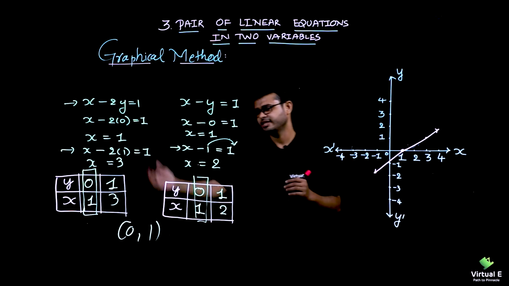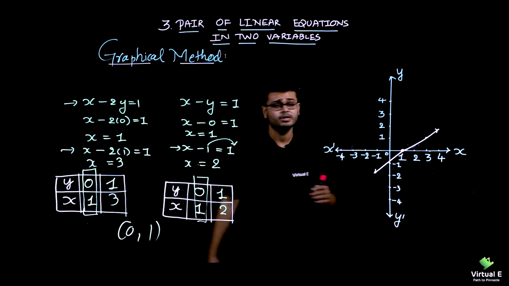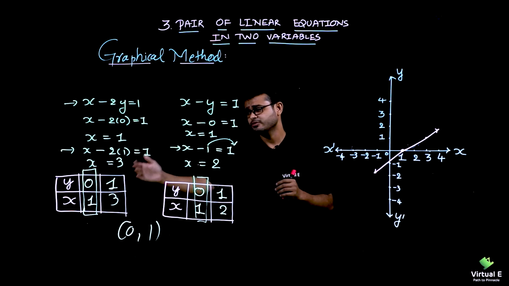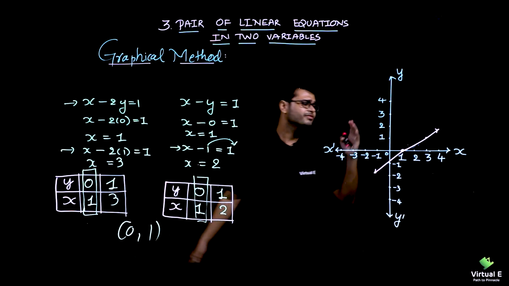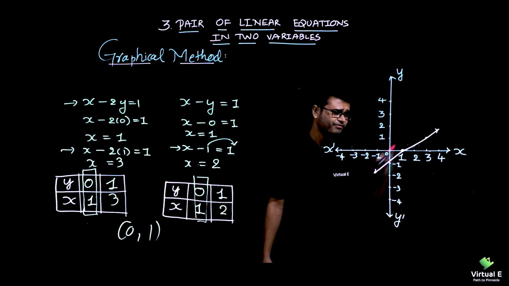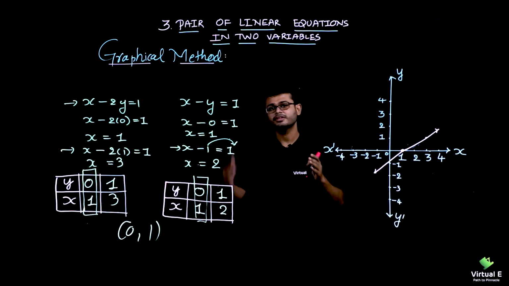I have represented each point on a graph. Y is equal to 0, x is equal to 1 over here, which will come on x-axis. The second point is y is equal to 1 and x is equal to 3. So if I represent that on a graph paper, this point will come over here. And if I connect it, that will give me the straight line. Let me do the same for the another equation.